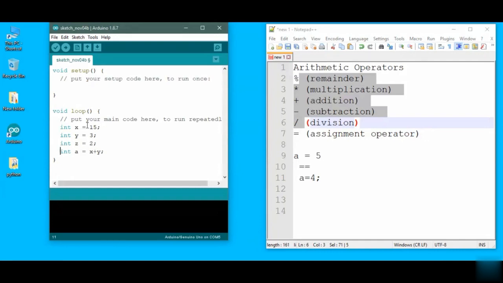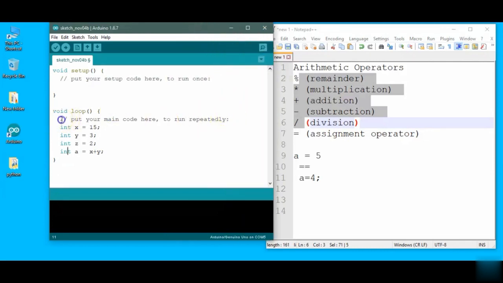Now we will print these values on the serial monitor. For that, let us initialize the plotter by Serial.begin. I think every one of you is now perfect in this.